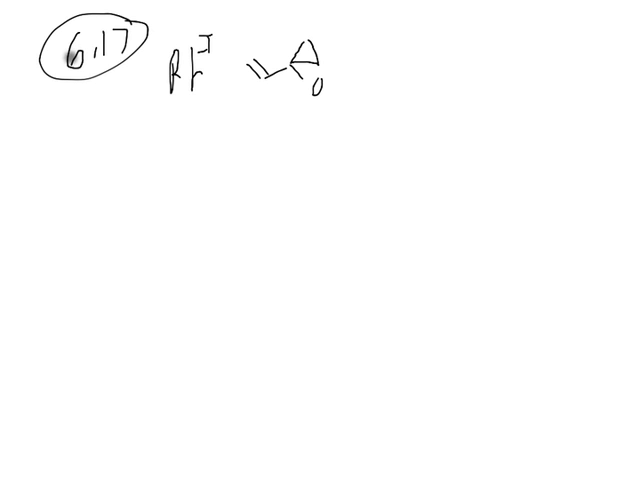Alright guys, we're going to start with problem 6.17 here. This rhodium 1 reacting with this alkene, this OTBS group and the strained cyclopropane ring. First thing we're going to do is an oxidative addition onto this alkene.